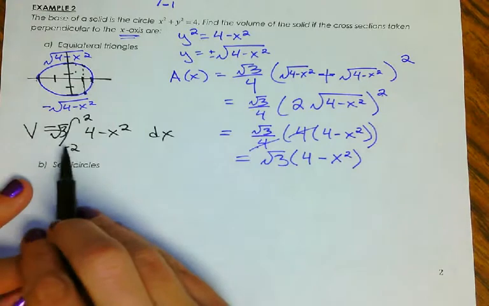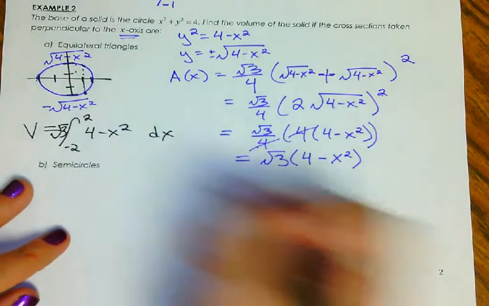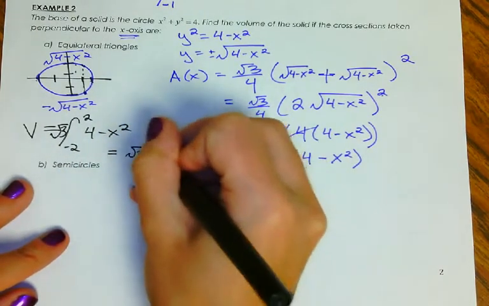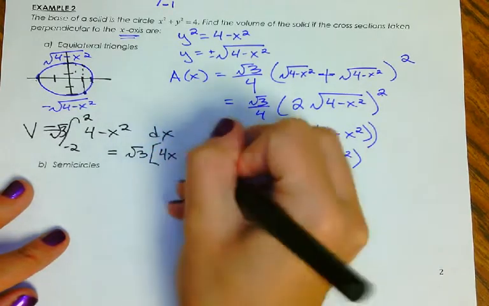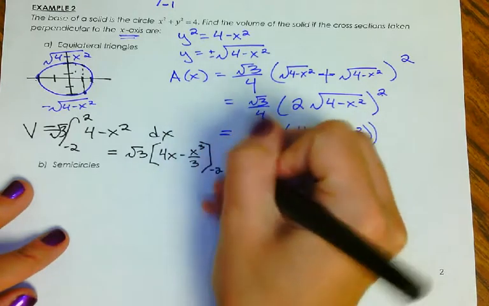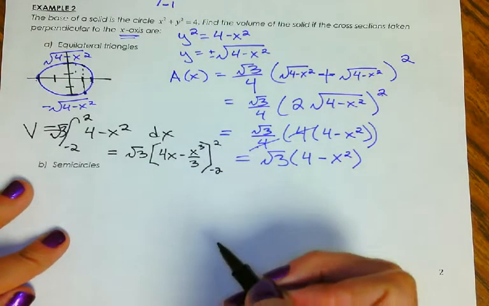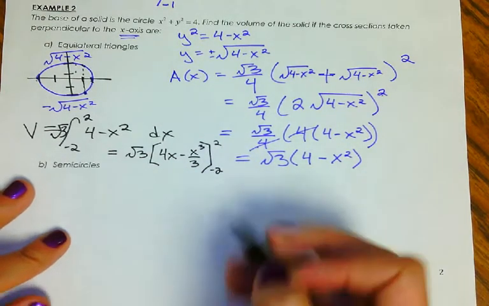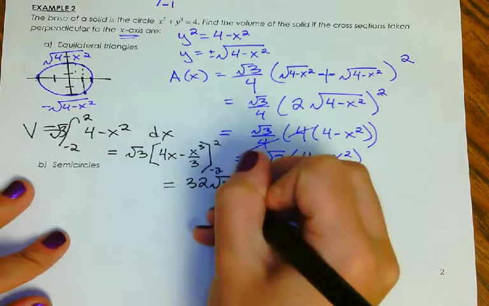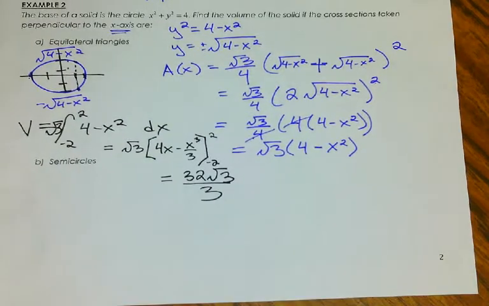Then from there, you're going to integrate this. Add 1 to the exponent, divide by that number, etc. I'm running out of room here. So I've got radical 3, and then 4x minus x cubed over 3, evaluated from -2 to 2. Then apply the fundamental theorem of calculus there. It's going to be a little bit of death by fractions, but I got 32 square root 3 over 3 as my final answer.